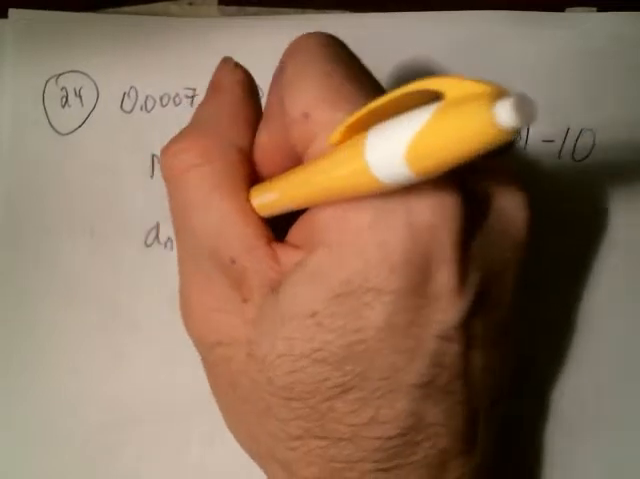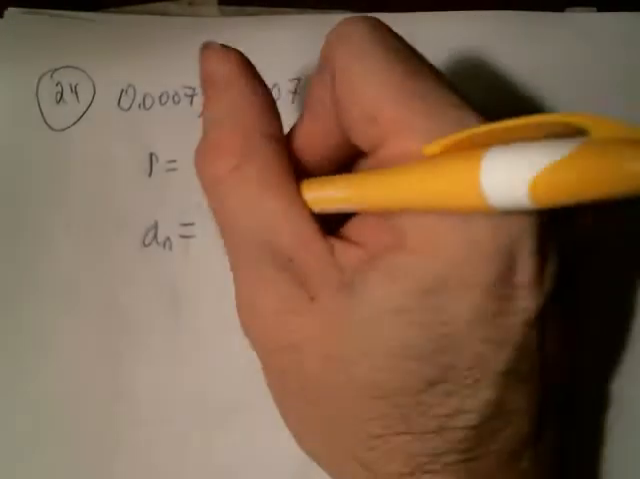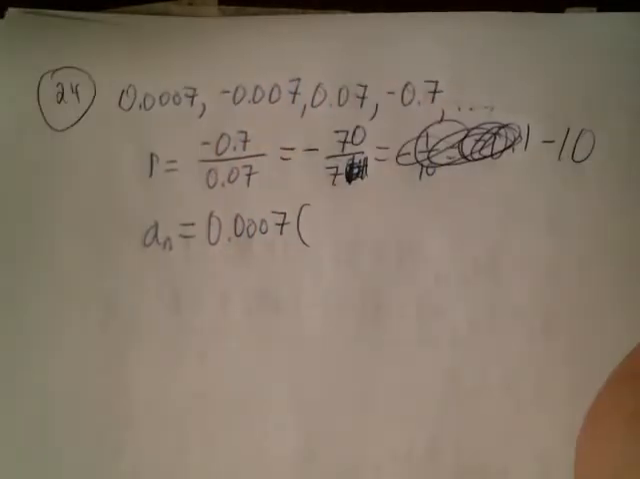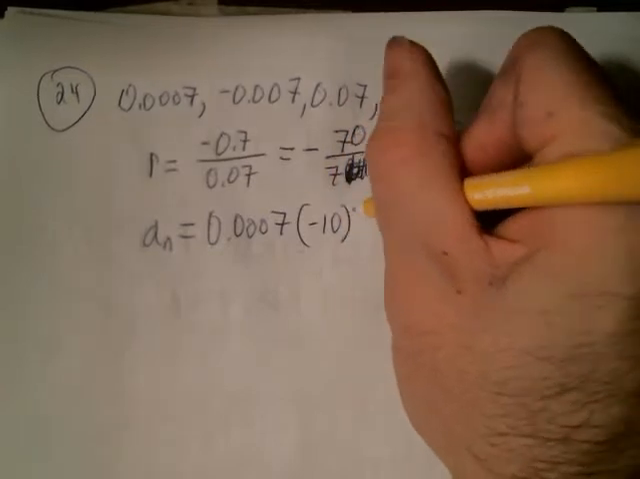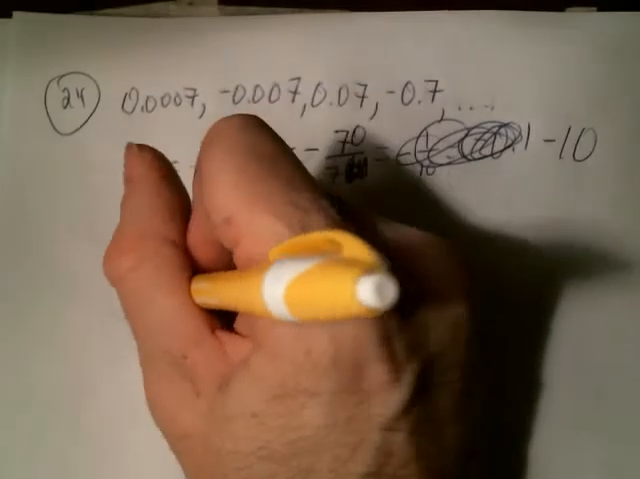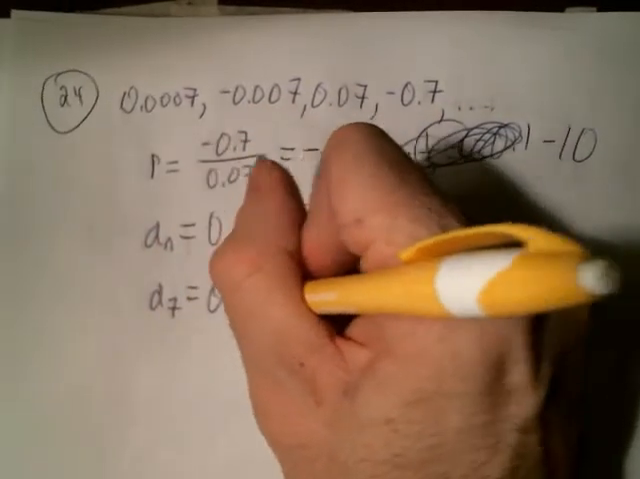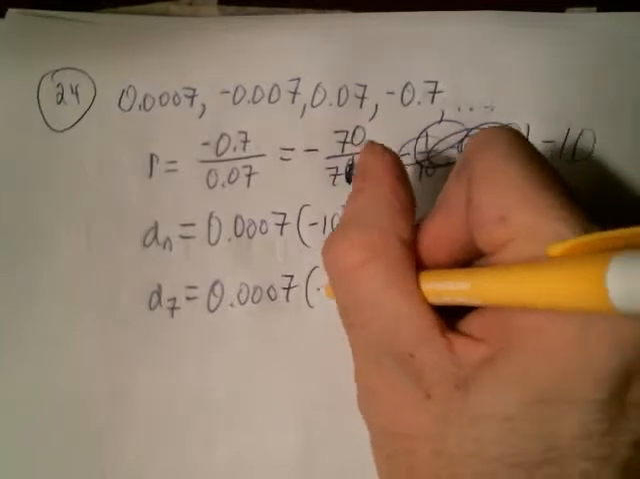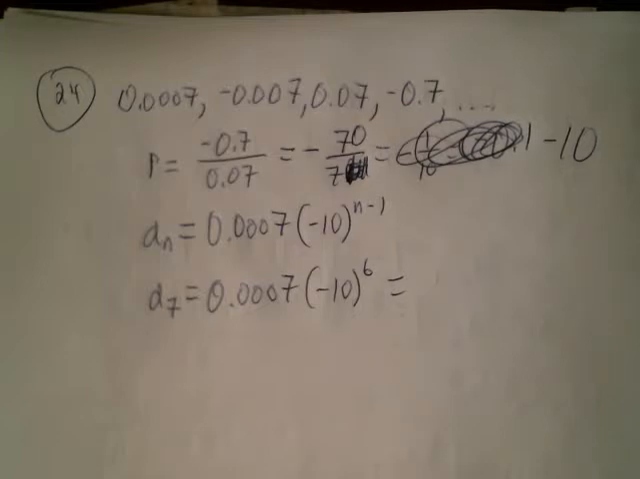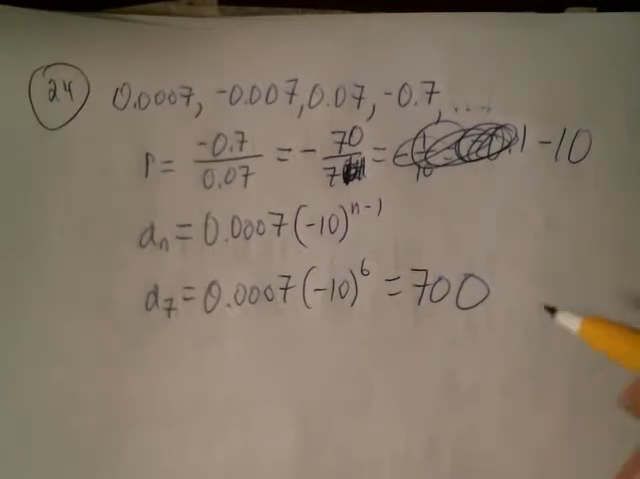Okay, so the general term formula a sub n is going to be a sub 1, which is 0.0007, times r, which is negative 10, to the n minus 1. And then they want a sub 7, so a sub 7 is 0.0007 times negative 10 to the 6. Okay, let's figure out what that is. And that's 700.